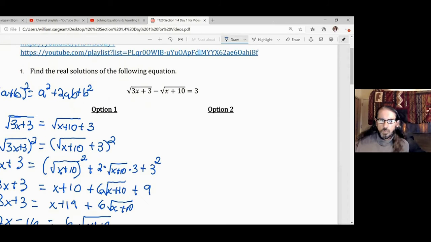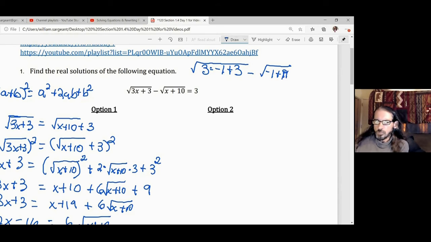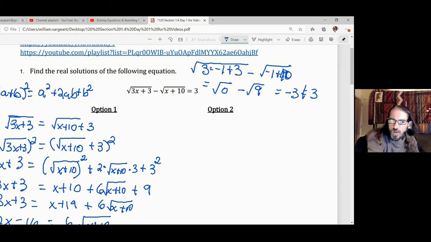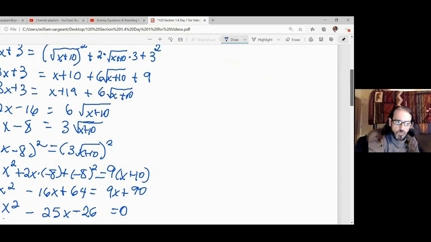We're going to find out that now, let's go with the negative 1 first. 3 times negative 1 plus 3, that's negative 3 plus 3 is 0. This is going to give us negative 3, not positive 3. So we're going to reject our answer of x equals negative 1.